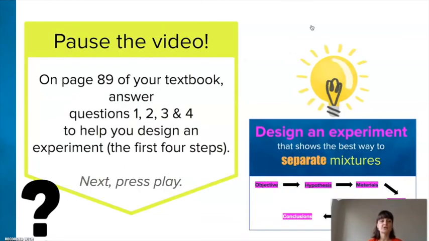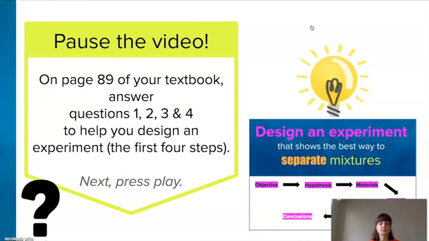And what I want you to do today is I want you to look at page 89 of your textbook. And there you'll answer question 1, 2, 3, and 4, which will be the clues that you will need to design an experiment of your own. So I want you to design an experiment that shows the best ways to separate the mixtures that they've asked you for in your book on page 89.